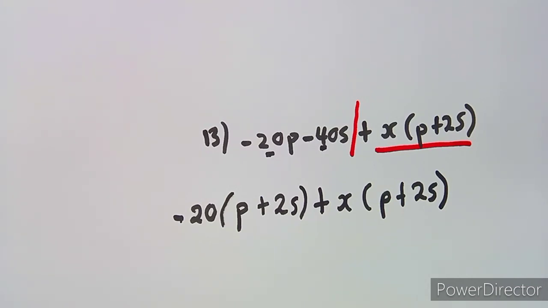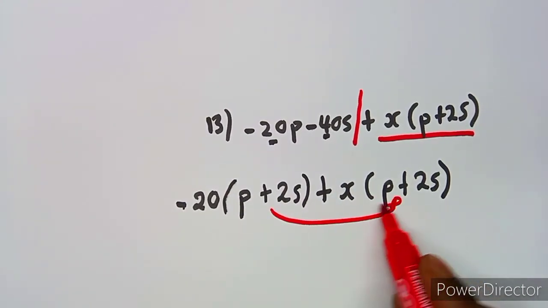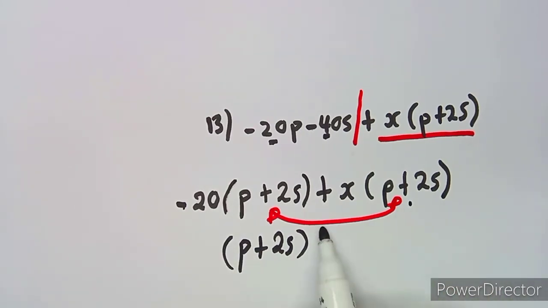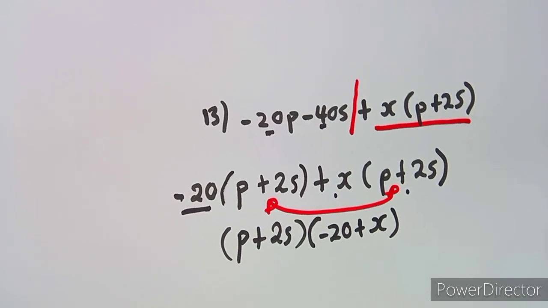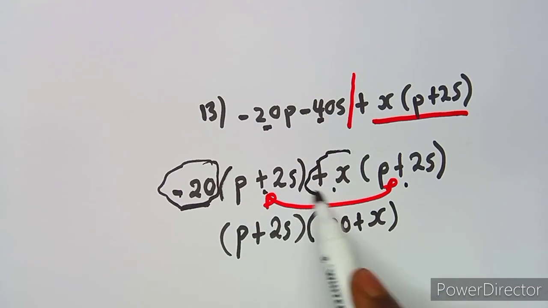So what's the question now? If this is the concept, remember when these two brackets are the same, I'm just going to factor out the common bracket, which is in this case p plus 2s. So we've got p plus 2s, which is common, this one. And you're going to remain with -20 plus x. This is what you're going to remain with, just like the previous case. Because once you take this bracket, you're going to remain with -20 plus x.